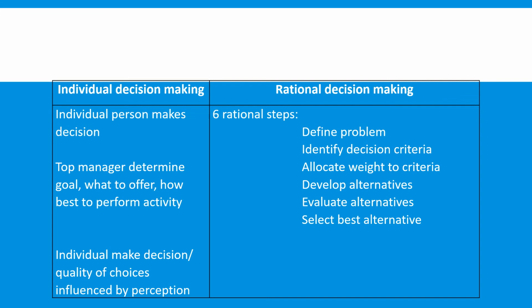Next we have rational decision making. There are 6 steps to be followed: defining the problem, identifying the decision criteria, allocating weights to the criteria, developing alternatives, evaluating the alternatives, and selection of the best alternative.